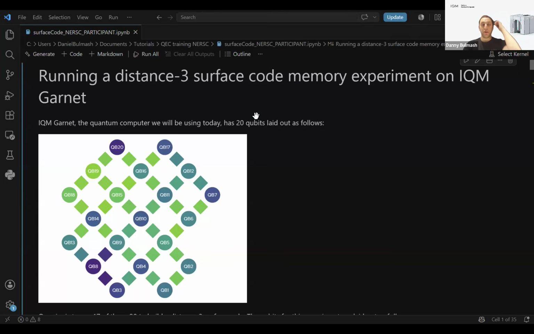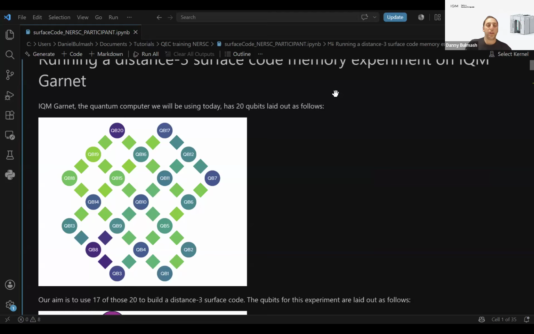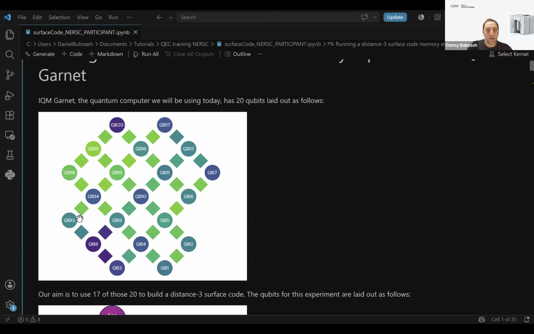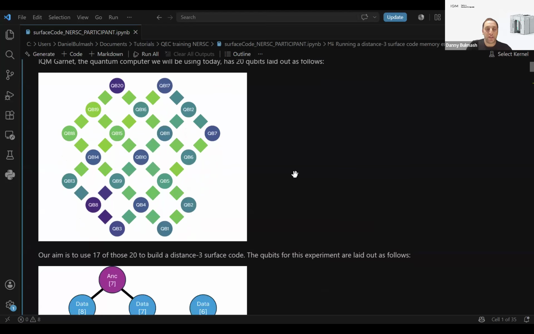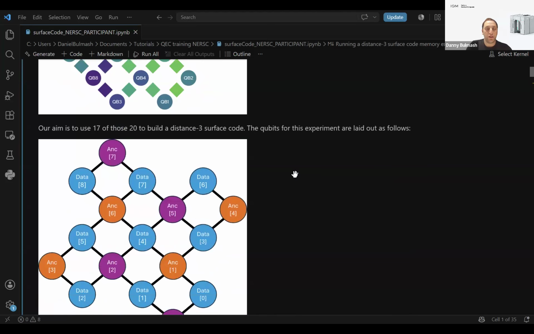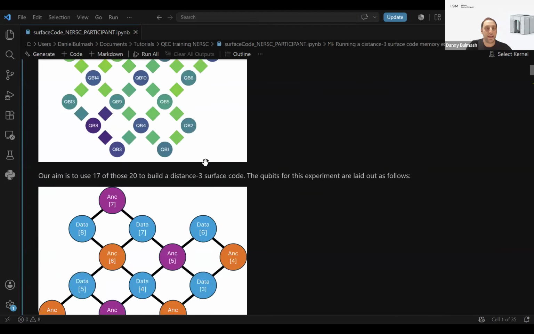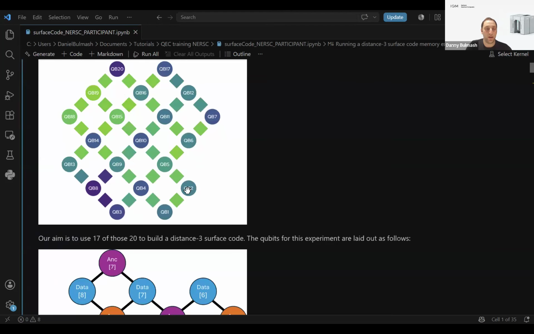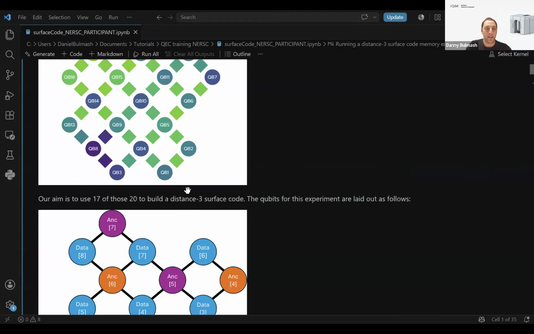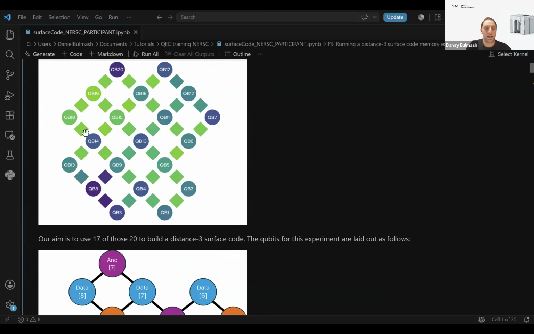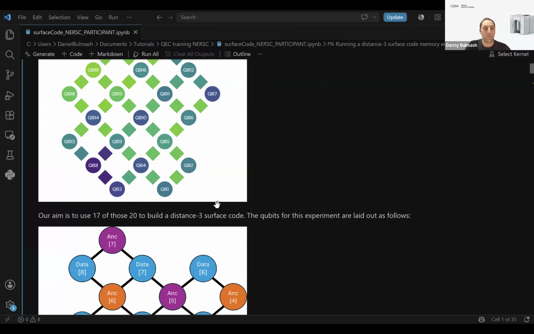So what we are going to be doing today is running a distance 3 surface code memory experiment on IQM Garnet. The idea here is that we have these 20 qubits that are laid out like this, and we're going to use 17 of them to build a surface code, which is laid out like this. You'll notice that this layout fits very nicely onto IQM Garnet. I think all we need to do is forget about qubits 3, 18, and 17. And then we will end up with exactly this graph. So these graphs look basically the same.